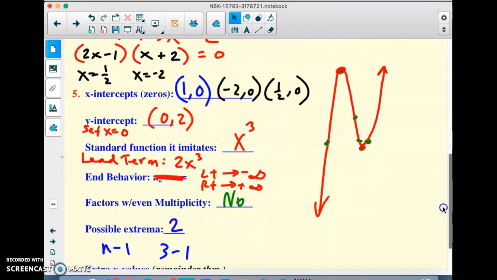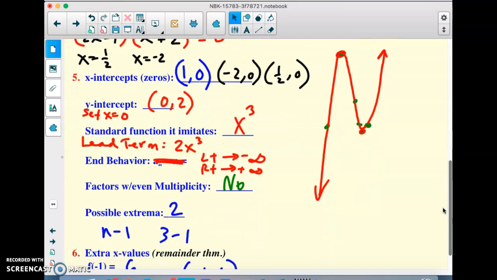We also talked about the end behavior. That's what you also need to be able to sketch your graph, your end behavior. The left side approached negative infinity and the right side approached positive infinity. Kind of like this, left side down, right side up. Possible extremes we knew were 2.